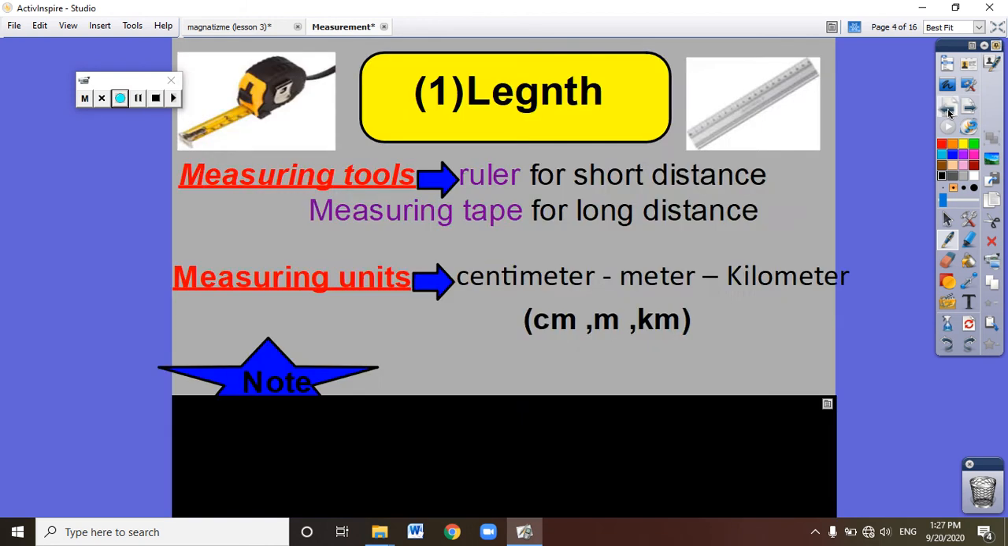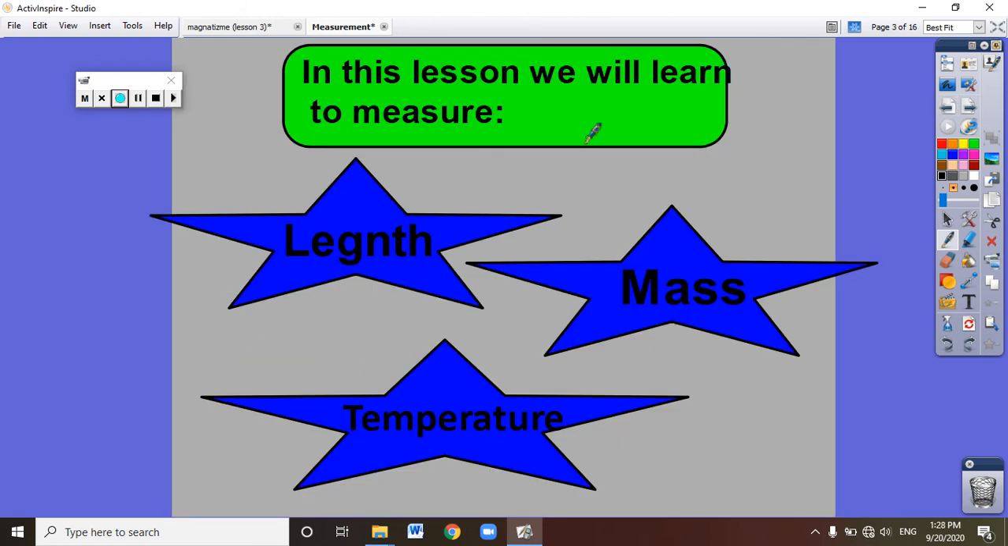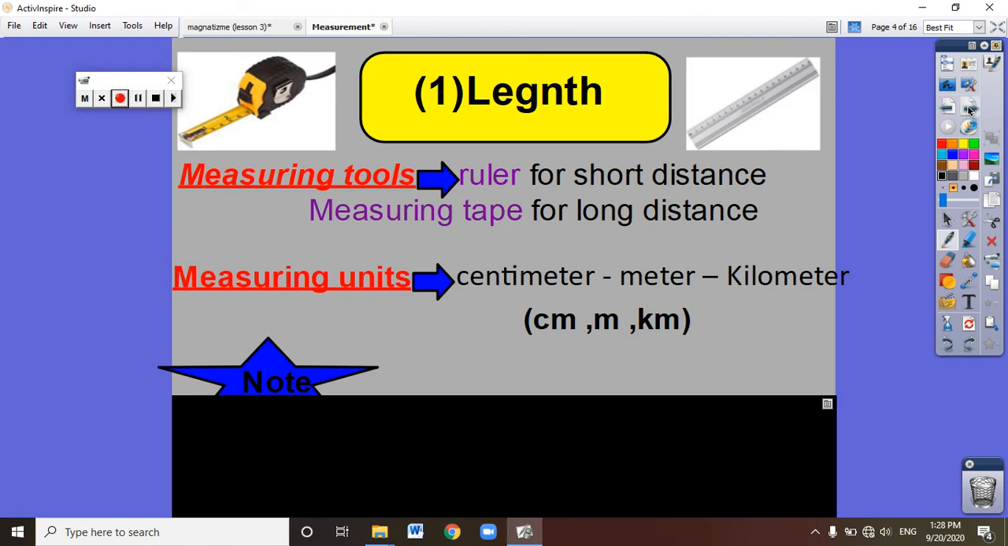And we will study the length and the mass and the temperature. We took the length, and today we will take the mass and the temperature. Okay, let's remember the length.